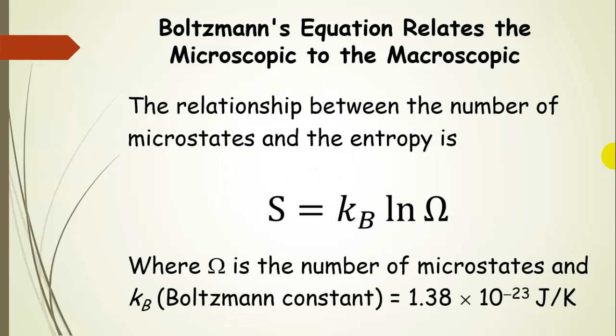Now, Boltzmann worked with entropy and developed an equation that relates the microscopic microstates to the macroscopic thermodynamic state. The relationship between the number of microstates and the entropy is given by this equation. Here we have entropy S, which is equal to the Boltzmann constant, 1.38 times 10 to the negative 23 joules per Kelvin, multiplied by the natural log of the number of microstates. And that gives us the entropy for that system.